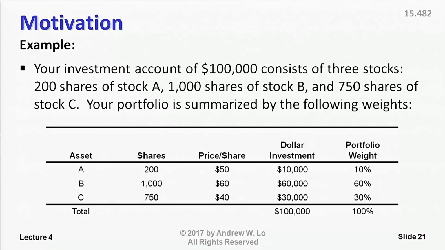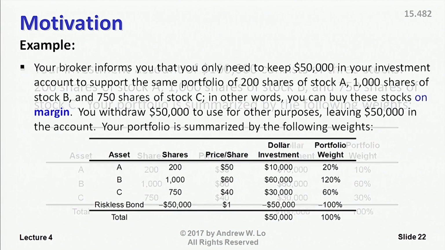And so the example that you've all seen in introductory finance is if you have an account of $100,000 and you allocate $10,000 to A and $60,000 to B and $30,000 to C, your portfolio weights are going to be 10, 60, and 30%. Right? It's just translating the dollar amount into the fractions of your total wealth invested.